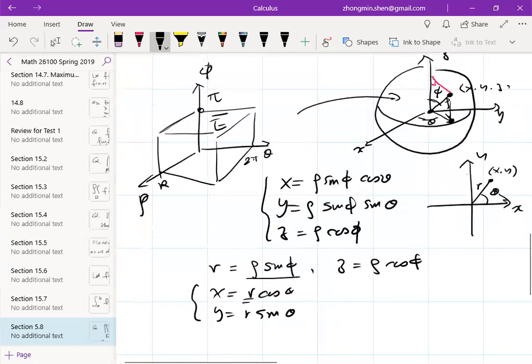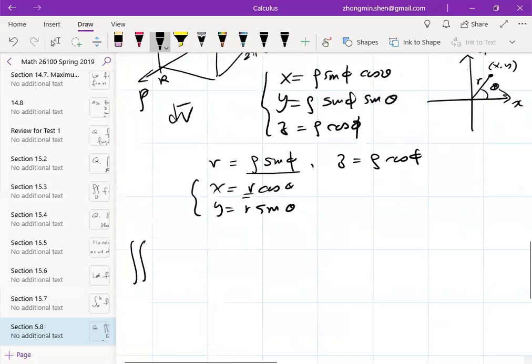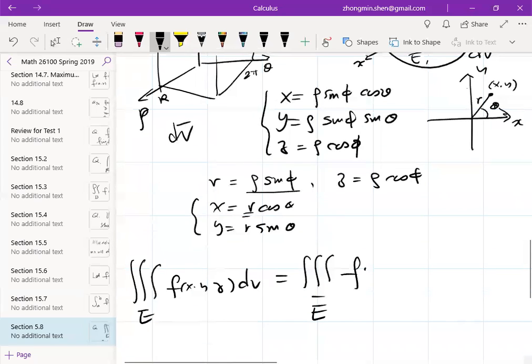The volume element is dV bar. Here, this is E, and the volume element is dV. So the triple integral over E of f(x, y, z) dV becomes a triple integral over E bar, which is nice. It's a box, right? And here it's still f(x, y, z), where x, y, z will be replaced by the above formulas.